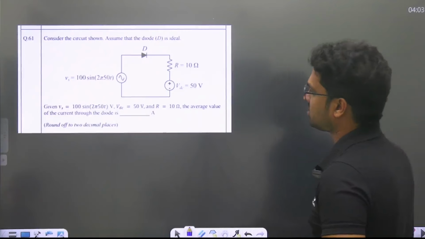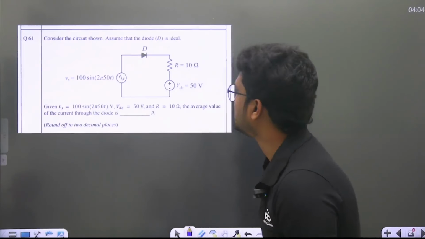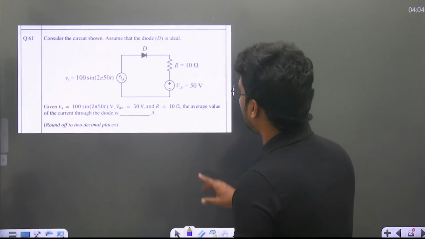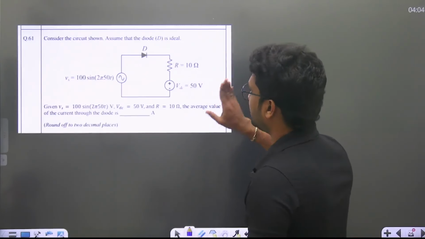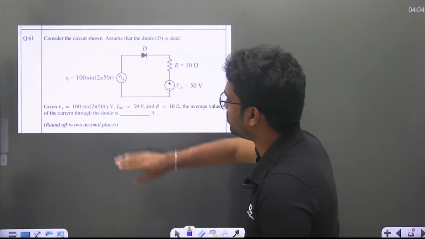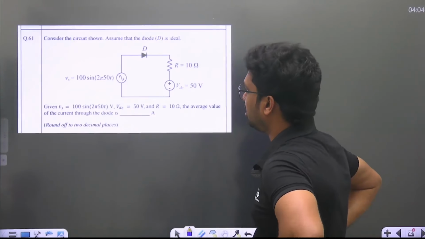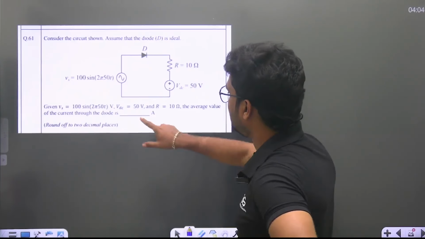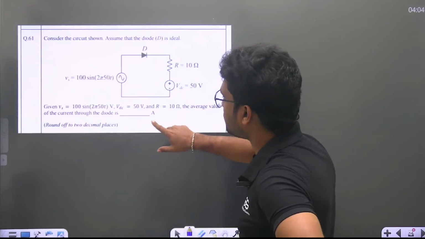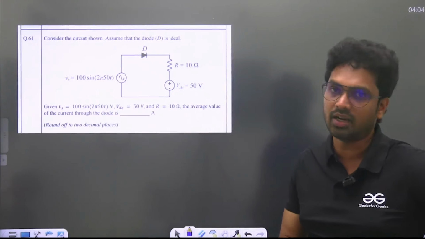Chalo. Last question from network analysis. Consider the network shown in the figure. Assume the diode is ideal. Okay. And now resistor is given. DC voltage is applied. Input is some 100 sine omega t. What is the VDC given? Resistance is given. Average value of current through the diode. Average value is area over one time period by time period.